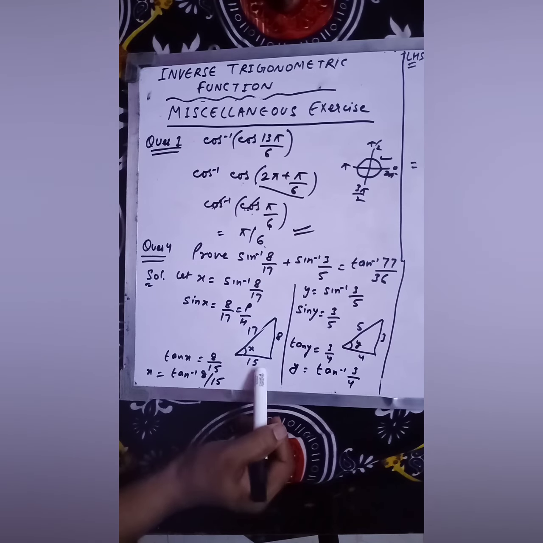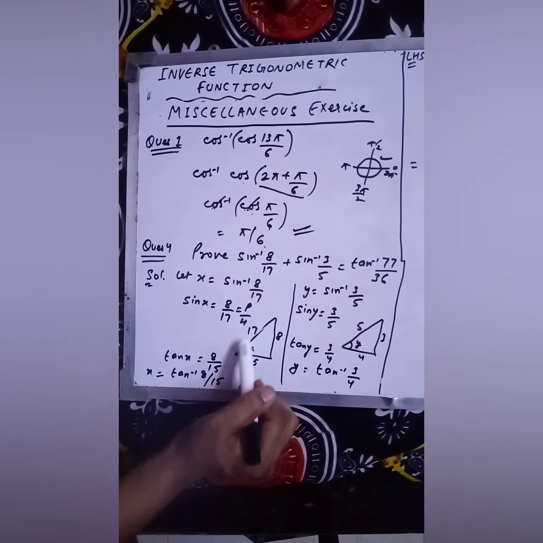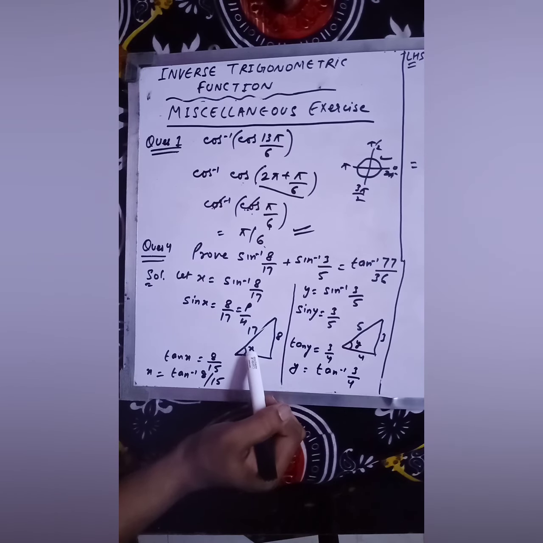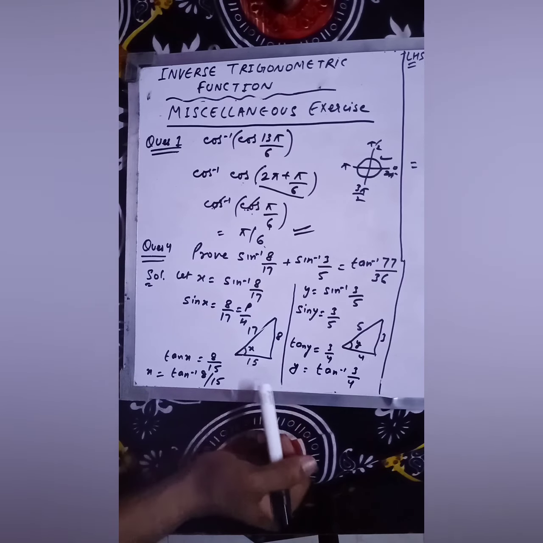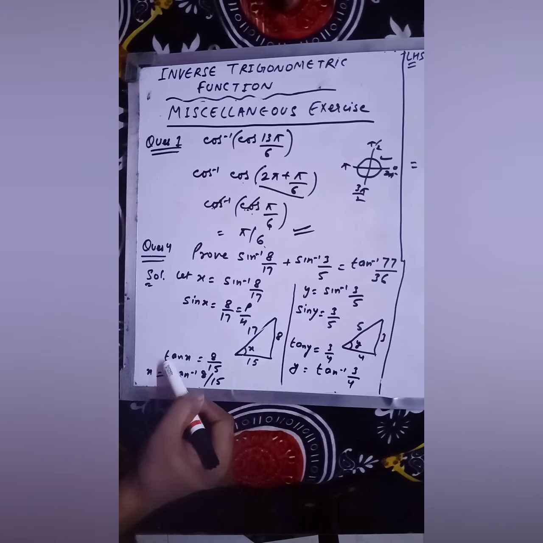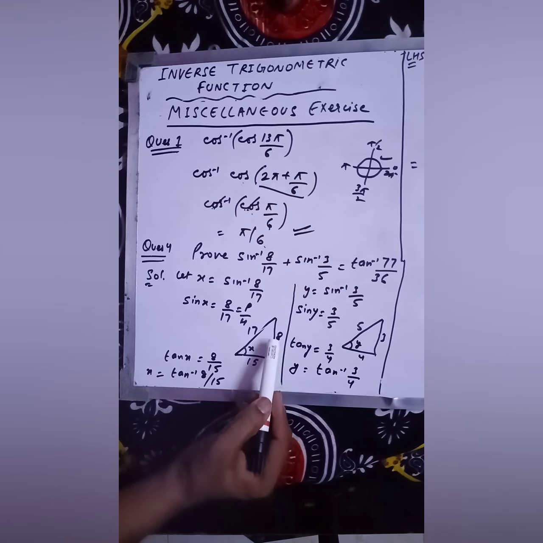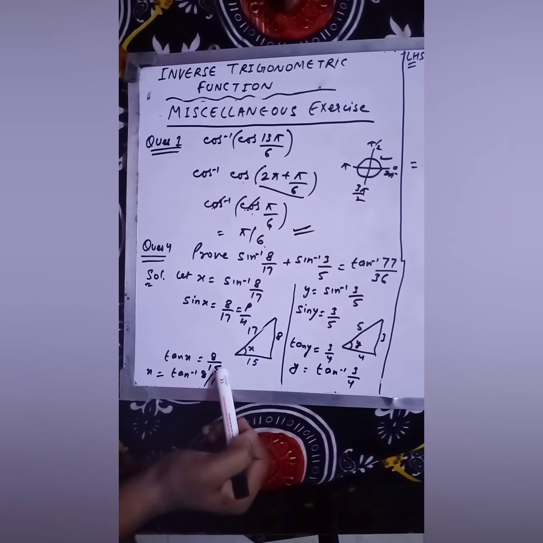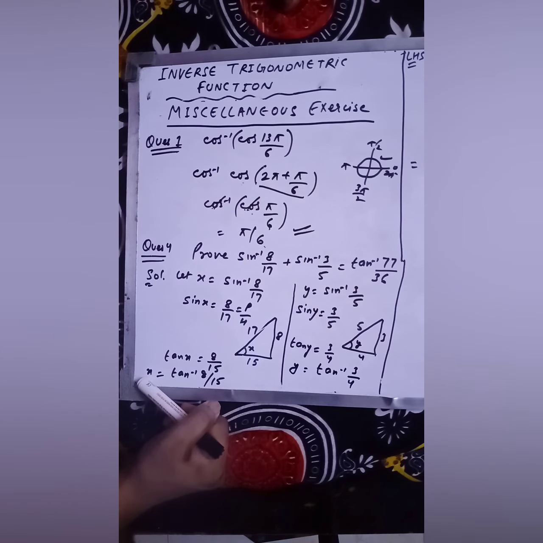Base would be 15. I'm not showing all this, and there is no need to solve it on your board exam also, but you have to show this diagram. This diagram is very important. Now the formula of tan is perpendicular upon base, so tan x will be 8 by 15. You have to bring this tan on the right hand side, so it would be tan inverse 8 by 15, and here you write x.